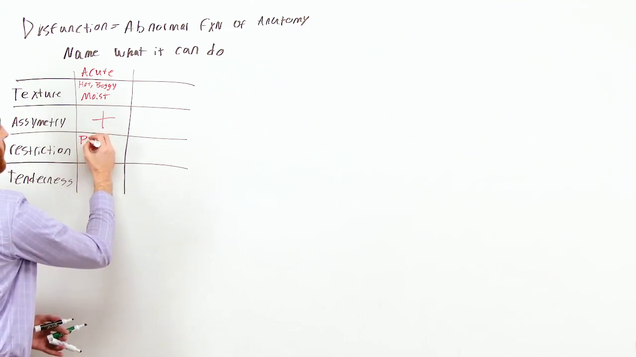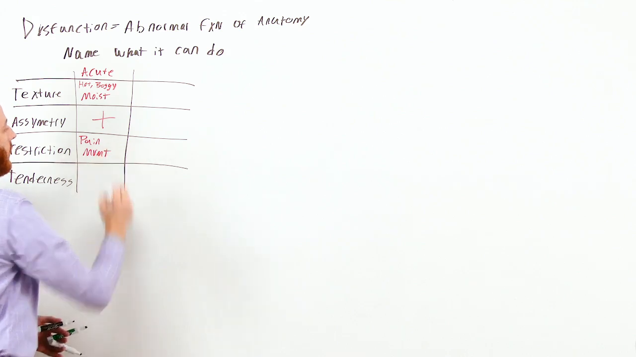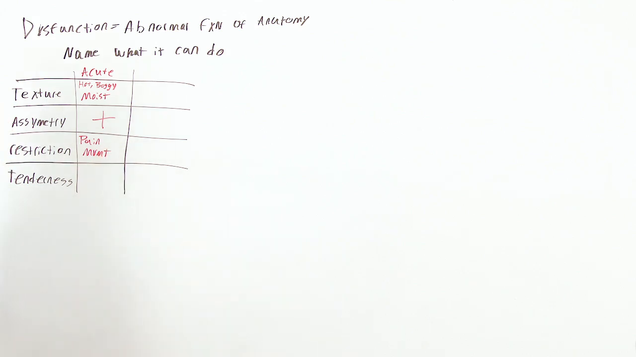For restriction, we're really talking about pain on motion. So since it's brand new, it's an acute dysfunction, you can imagine that there's going to be a lot of pain on movement. So let's say that the patient just hurt their back and they just got a spine somatic dysfunction. When they bend forward or try and rotate, it may be very painful. And this is telling you that it's an acute dysfunction.